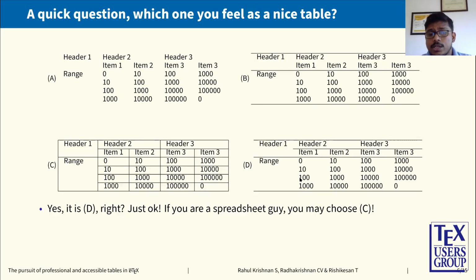If you are a spreadsheet guy, you might have chosen the C. Like they need to have these rows and columns with the rules. Otherwise, they cannot express their data using a tabular form. So here, if we are thinking about aesthetics, in my opinion, all of these 4 tables are not good, isn't it? Yes, because there are spacing issues here, like above and below rules, then above and below the content.